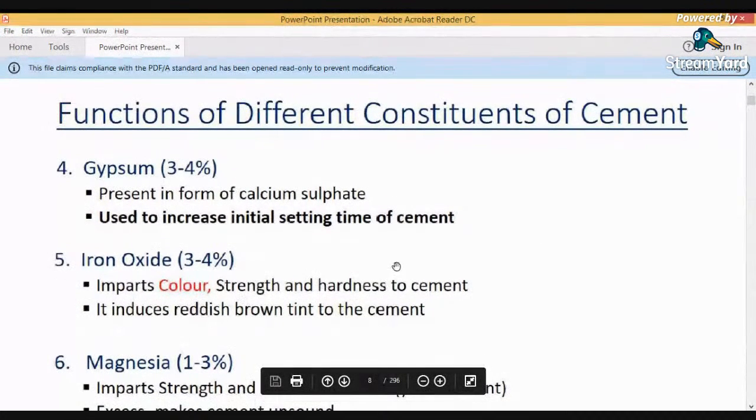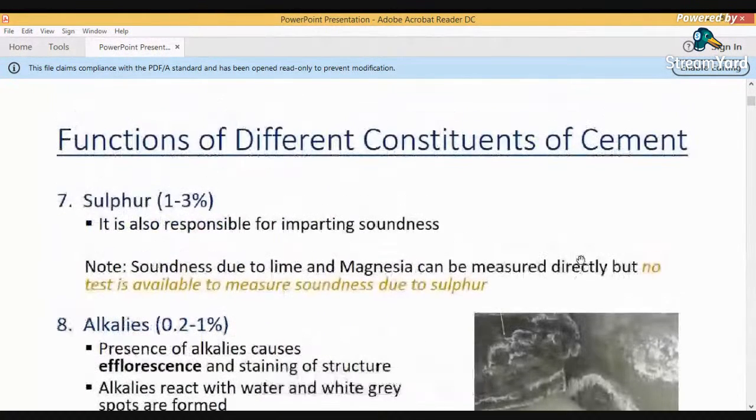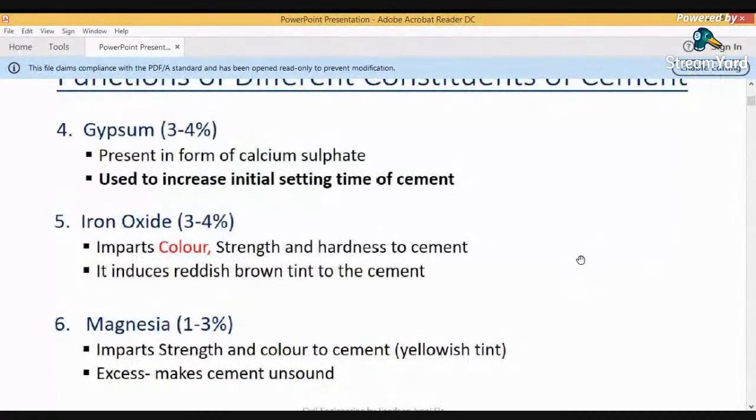And the fifth constituent we already discussed, that is iron oxide, which is generally present at 3 to 4%. The iron oxide's job is to impart the color. The reddish brown color of the cement that you are seeing is because of the iron oxide which is present inside the cement.